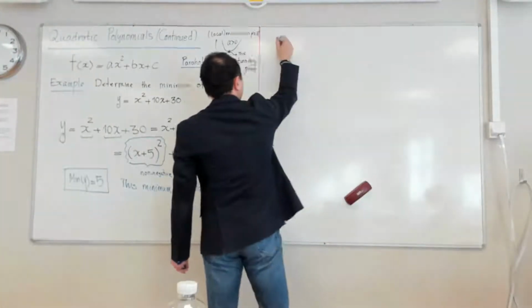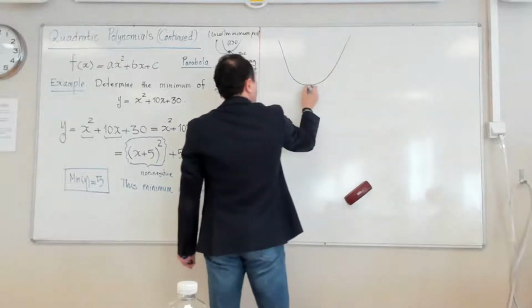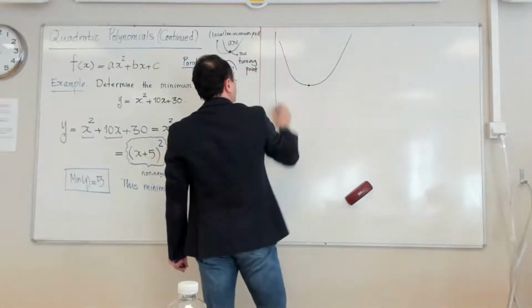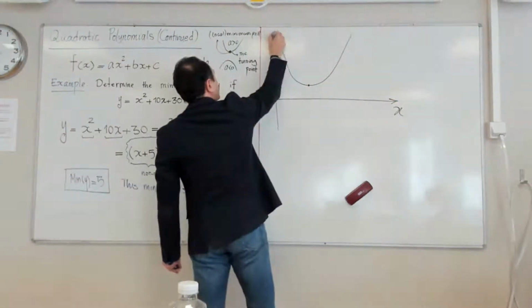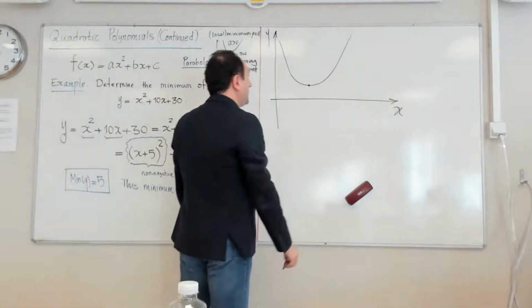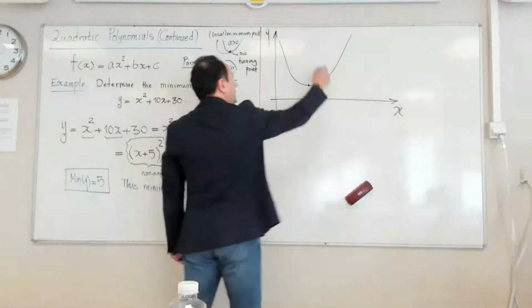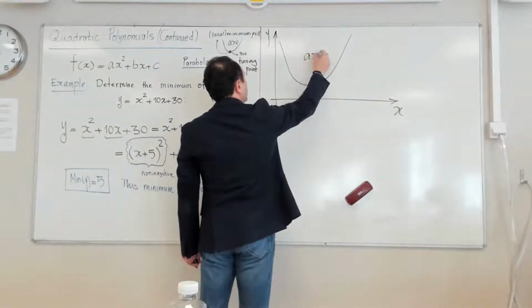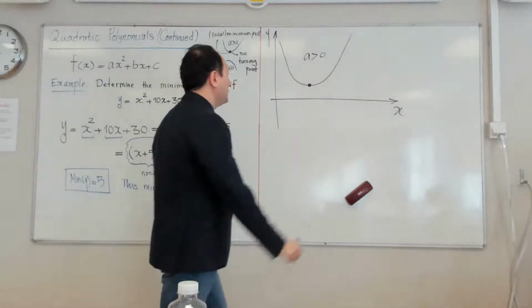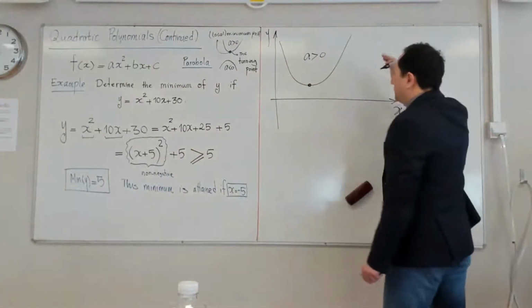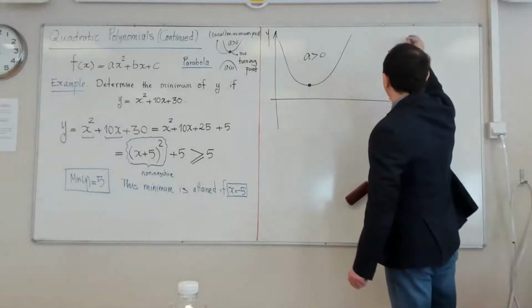So if we have a graph like this, it happens if I have, for example, this situation. I will clean it later. I want to make it a little bit big so that you can see it easily. If I have my parabola like this, it happens when A is positive. And this lowest point has three names, okay? The good name is the minimum point.